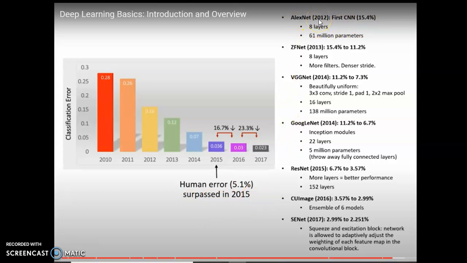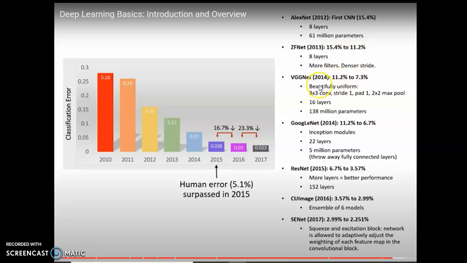AlexNet, 2012, the first CNN: 15.4% error, 8 layers, 61 million parameters. ZFNet in 2013: 15.4% to 11.2%, 8 layers, more filters.